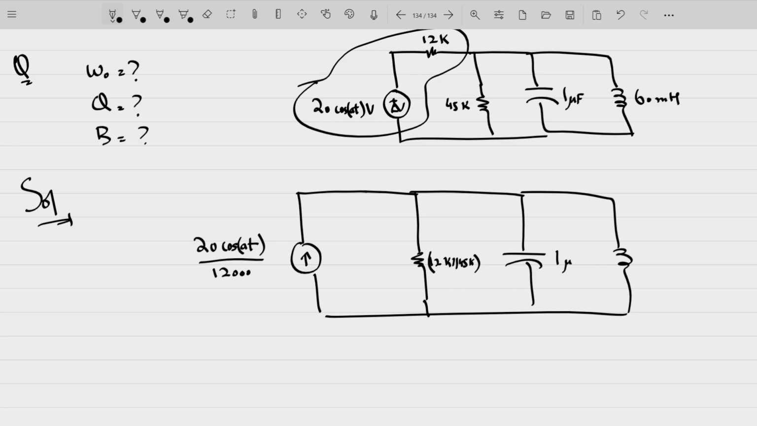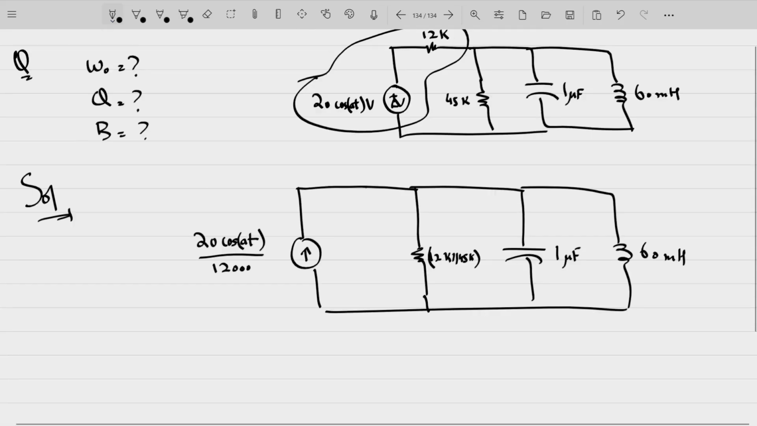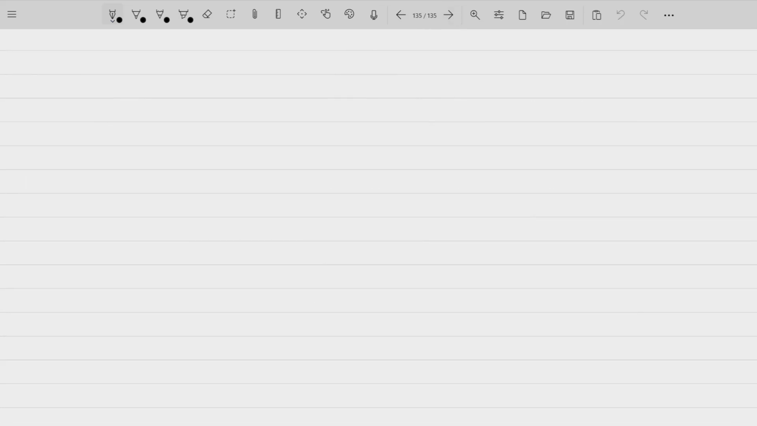This is 1 microfarad and this is 60 millihenry. So we have an RLC, simple parallel RLC circuit. Now we can use simply those formulas that we obtained for a simple RLC circuit. Omega naught is equal to 1 by under root of LC, so on and so forth. So you can do this problem from here. Let's look at another problem.